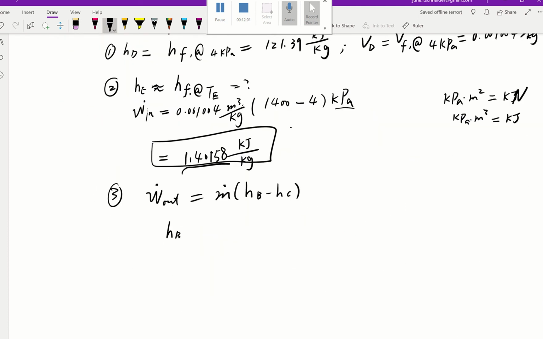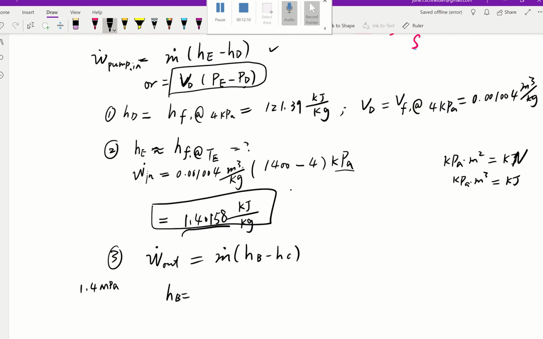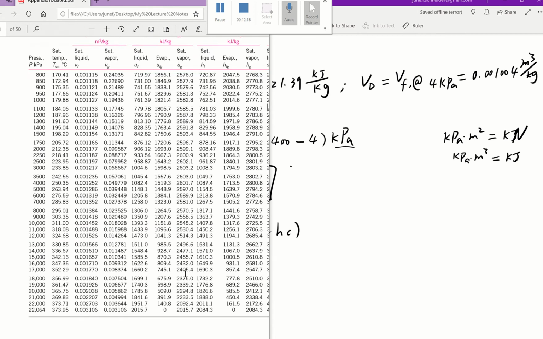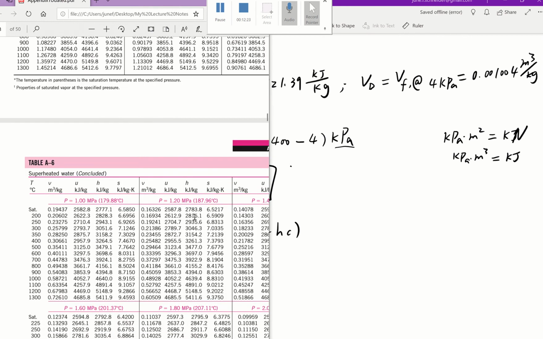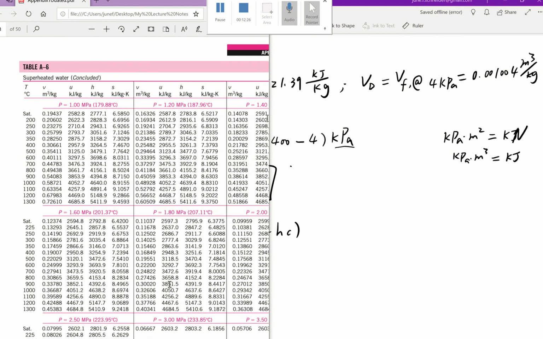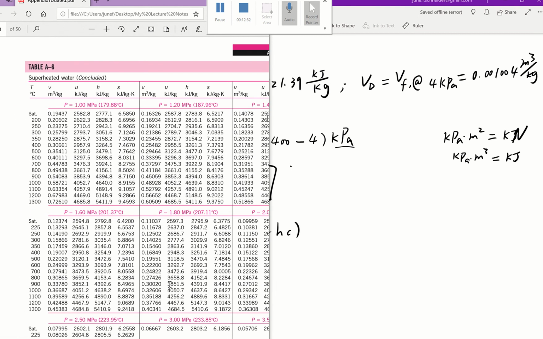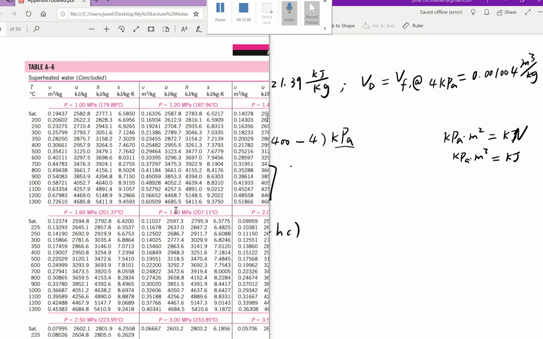So HB is at 1.4 megapascal and 500 degrees Celsius. I'm going to take the table out. We move to superheated, and it's 1.4 megapascal. Let's go to the corresponding table. I believe it's this one. 1.4 megapascal, and the temperature is 500, if I remember. Yep, so it's 1.4 and 500. So that will give us the corresponding enthalpy.